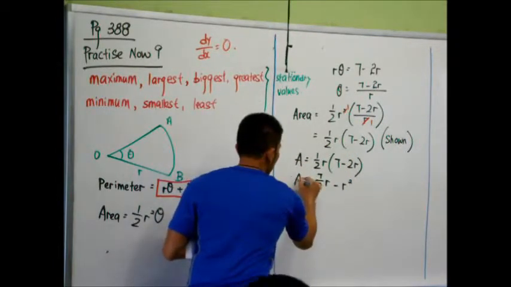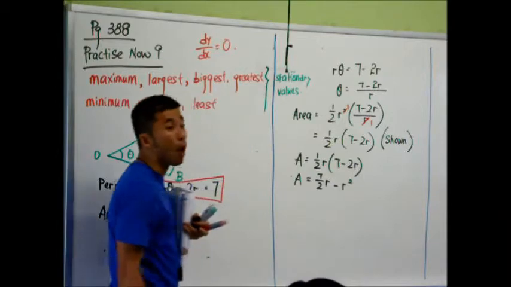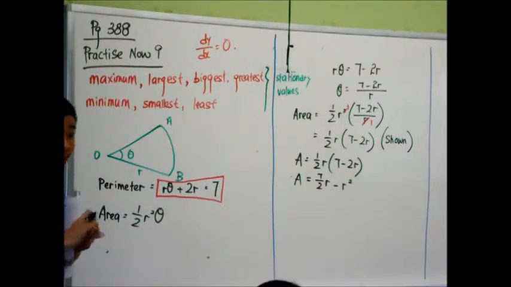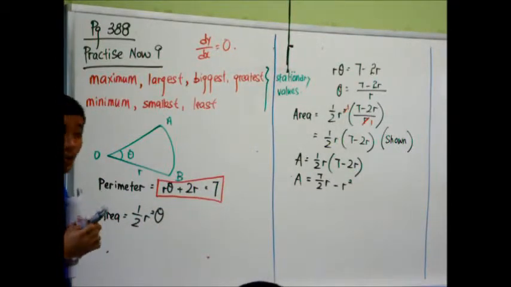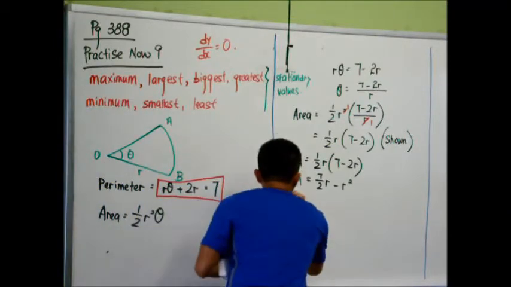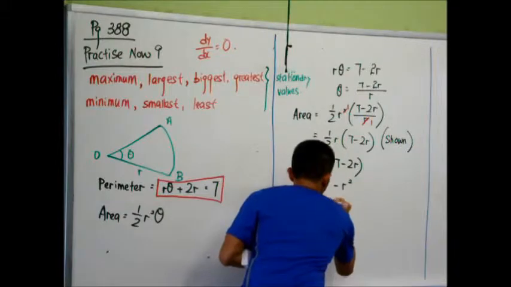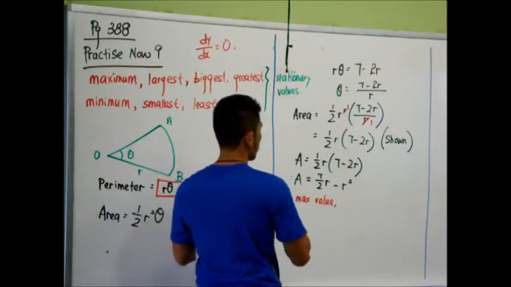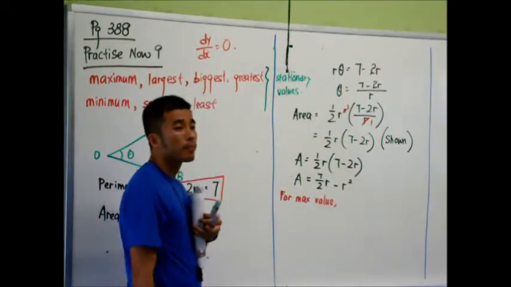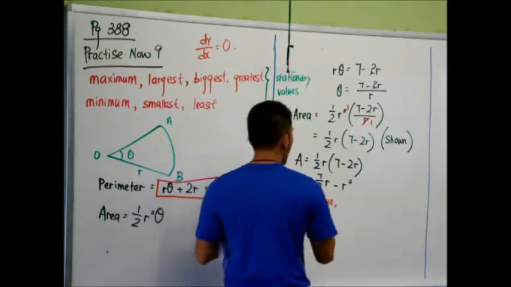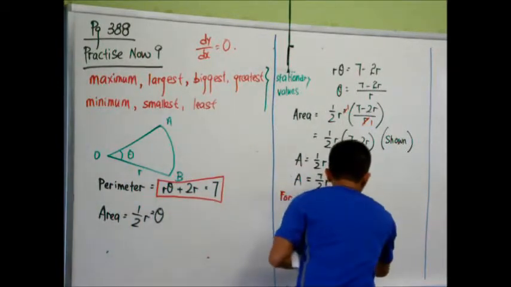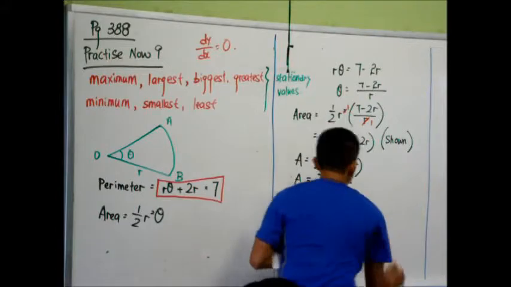So this is my equation for A. Now, applying, I'm going to write this out the first couple of times, but until you are very familiar, then I will write this for maximum value. Because we want to find maximum value, your dA over dr.